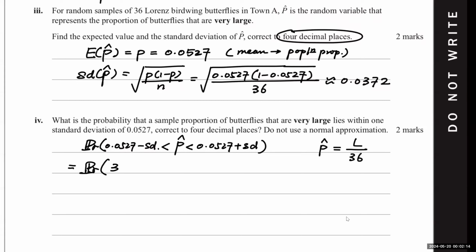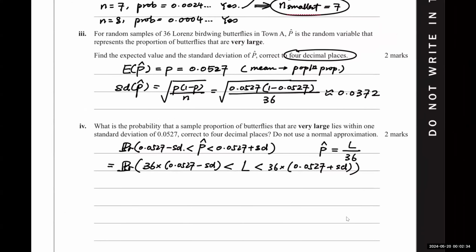So you need to use 36 multiply 0.0527 minus the standard deviation, less than L, less than 36 times 0.0527 plus the standard deviation, etc. Okay? So you need to show some conversion from p hat to L. You need to convert your p hat to a discrete random variable, in this case, a binomial, because the question says do not use a normal approximation, okay?